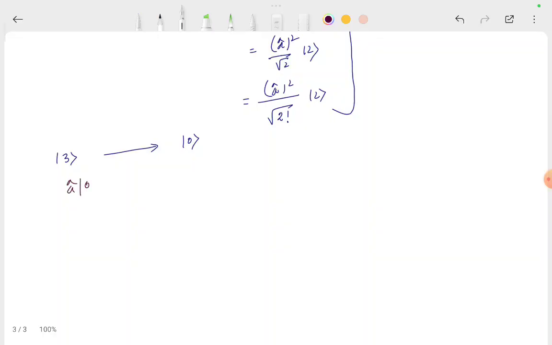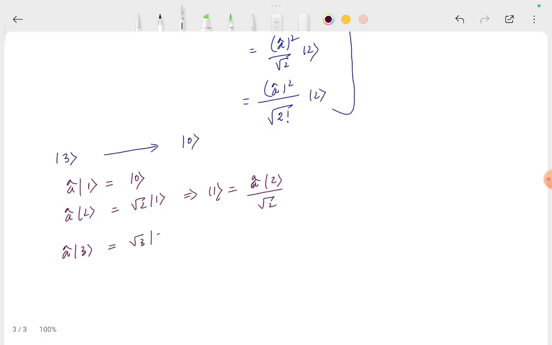A cap k1, k0, a cap k2, k1. So this is equals to a cap root 2 k1, equals to a cap root 2 into 1 root 2. Next, a cap acting on k3 is equals to root 3 k2.